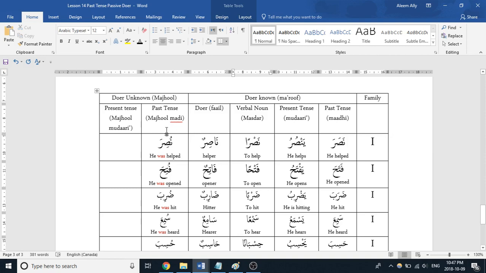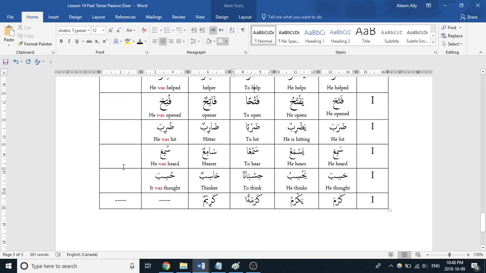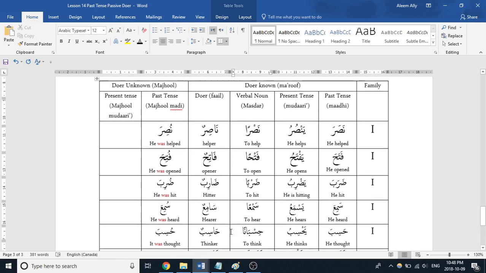So this is said as nasara yansuru nasran fahuwa nasirun nusira. So it'd be he helped, he helps, to help, and he is a helper. And then nusira, he was helped. And in the next lesson, or the next video, we're going to show you what the present tense of majhul is. And we'll show you actually what it looks like on the different families, inshallah ta'ala.